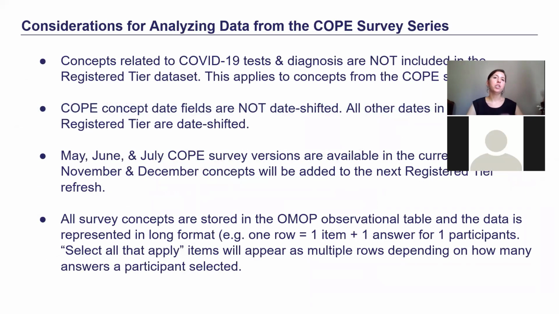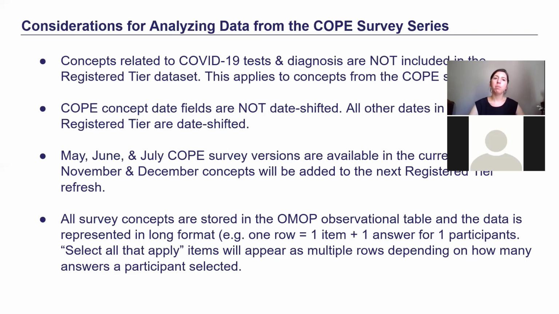So some other considerations for analyzing the COPE survey series. One thing is that concepts that are related to COVID-19 testing and diagnosis are not in the current registered tier data set. This applies to concepts both that would be captured in the COPE survey as well as concepts that can be derived from the EHR. They're not in there due to privacy protection.